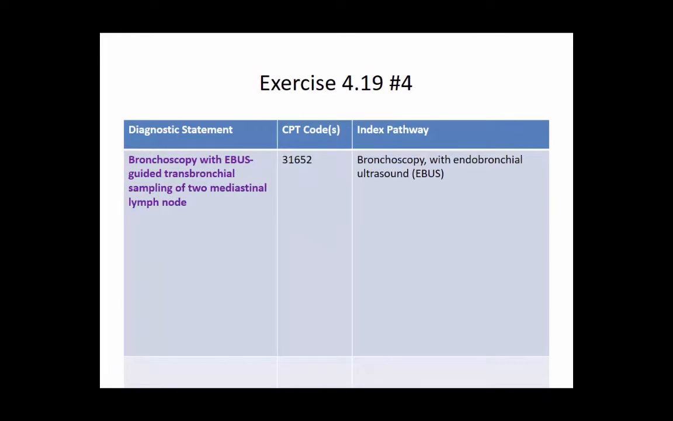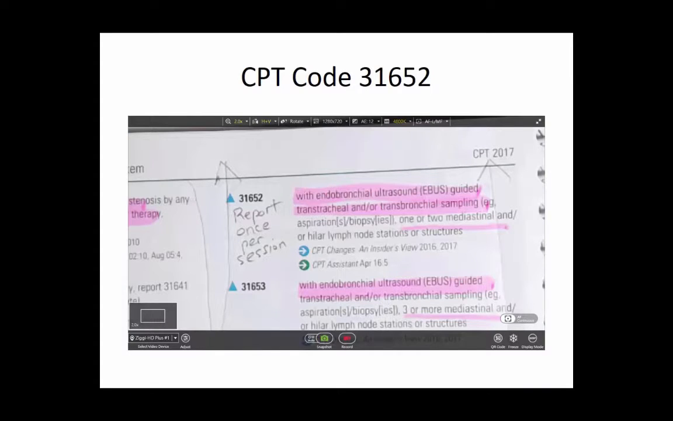So here I have the code as well as the index. And here you see the code, 31652. I didn't bother to put the parent code on this one, but I think you've got my point now. Whenever you see those half circles with the arrows, it tells you that the parent code was in a previous column at the bottom of the page. And I did make a note for myself to report it once per session, no matter how many bronchial samplings are taken. You do notice, too, that this specifically says the mediastinal and or hilar lymph node stations or structures. So it is looking at specific lymph nodes.